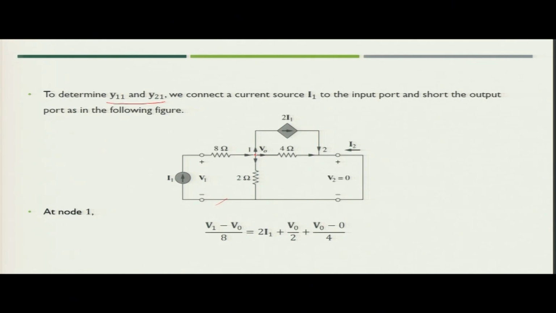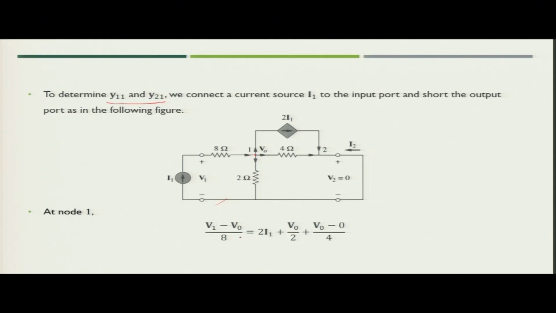So, if you apply KCL at this node, you will see that the current flowing in the 8 ohm resistance will be (V1 minus V naught) by 8. This is the current going inside the node, others are coming outside of the node. So, the summation of all 4 currents will be 0 at this node. So, using that KCL law, we can utilize the equation and find out the value of I1. So, what we can write?